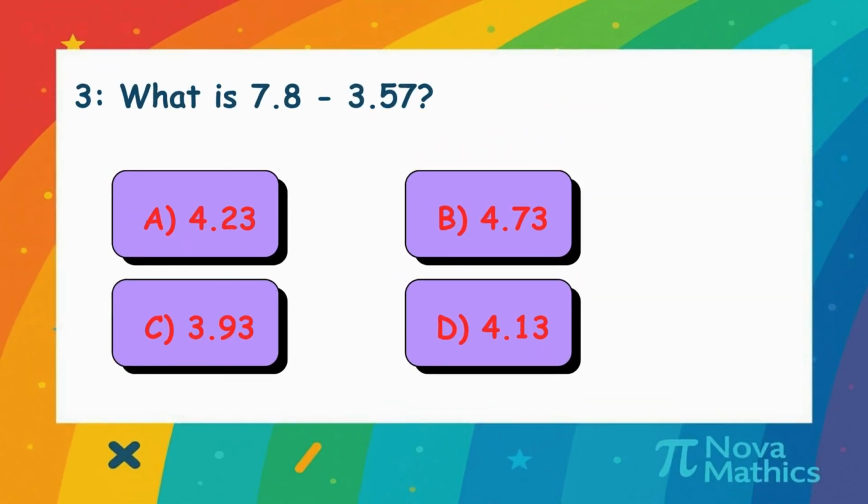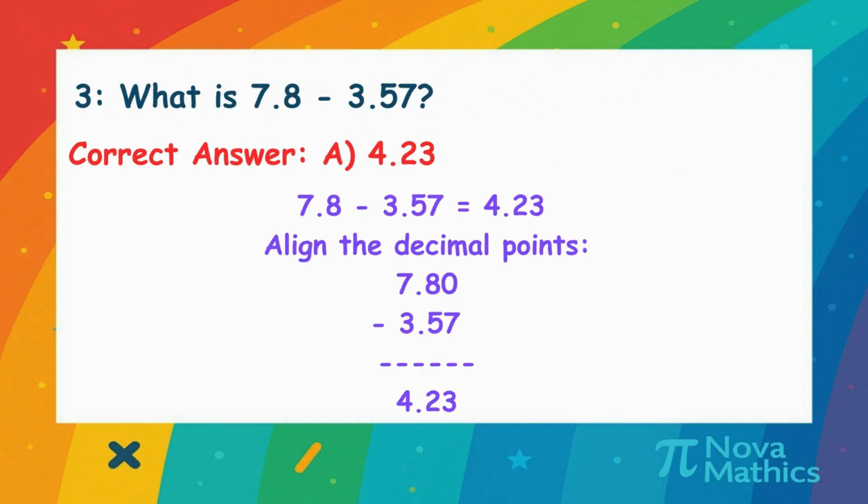3. What is 7.8 minus 3.57? Correct answer is 4.23. We subtract 7.8 minus 3.57, and the result is 4.23.